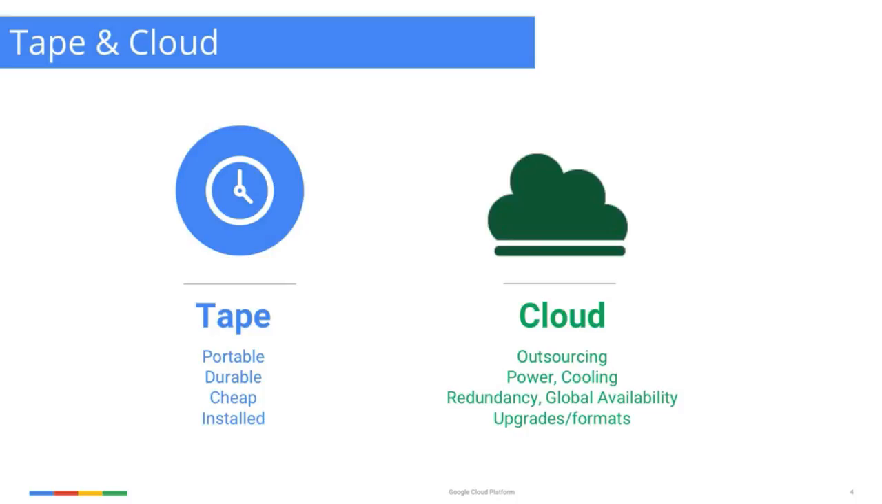Cloud, on the other hand, really came up through the concept of outsourcing, moving your power, your cooling, your redundancy, moving the requirements of availability and a whole bunch of other things off to somebody else, letting you focus on what you do best, right? You don't need to worry about the mechanics of your infrastructure. Instead, you're going to focus on things that allow you to do things differently, differentiate yourselves.